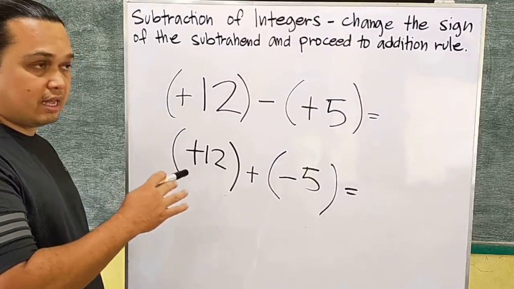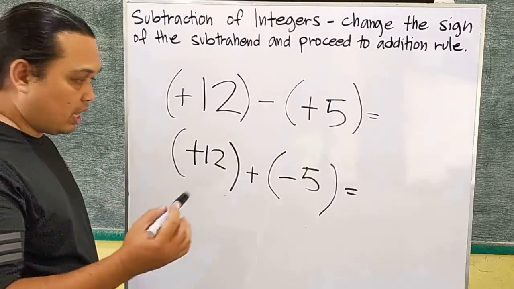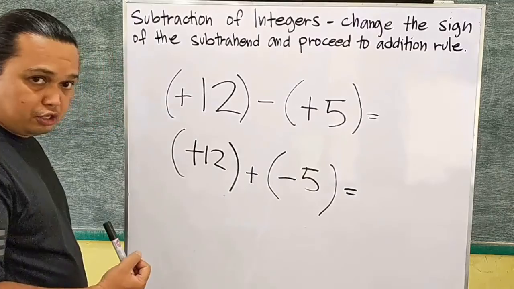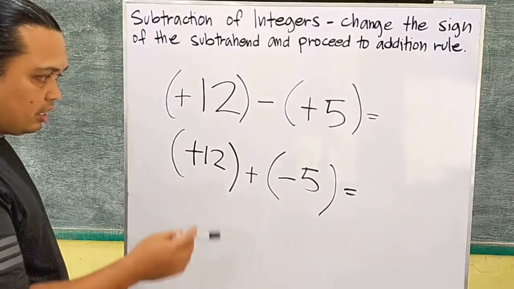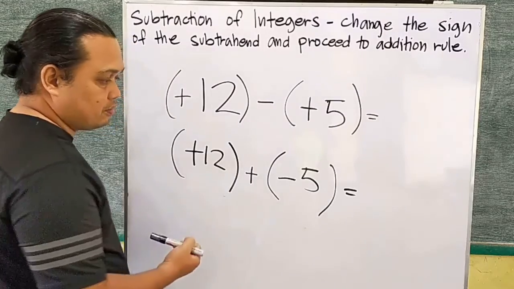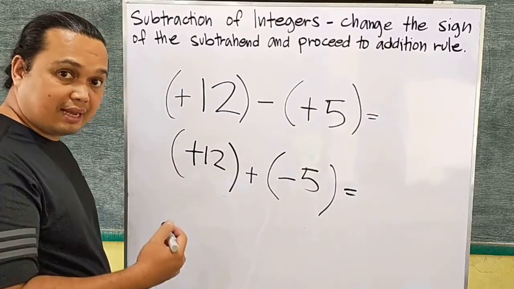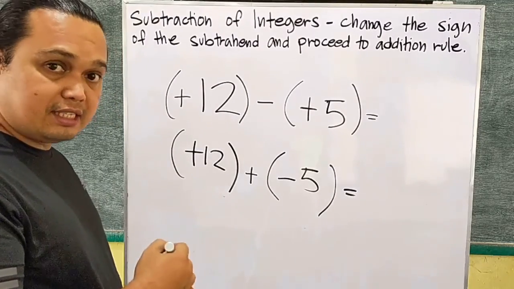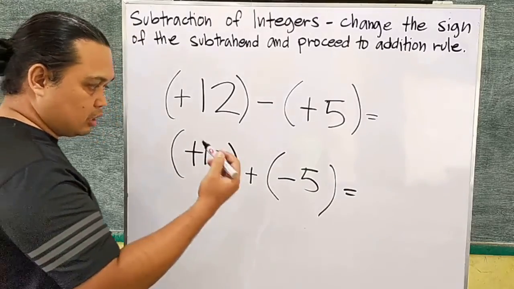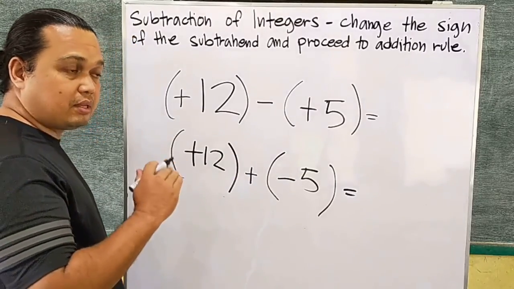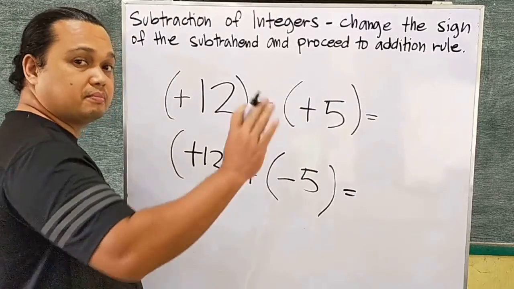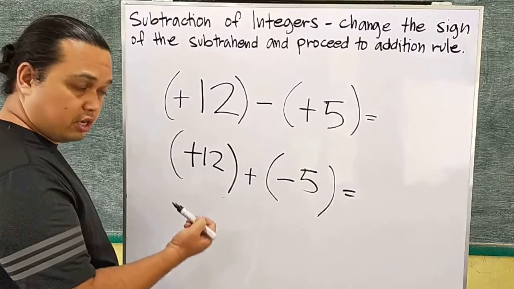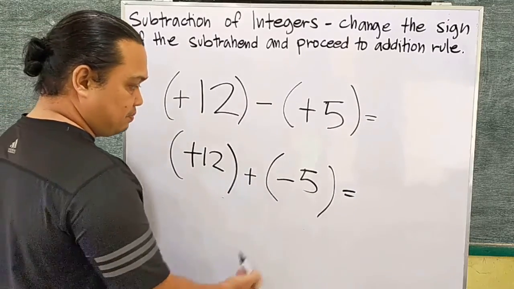So this time we are adding integers, and we have rules to follow. Follow the addition rule. We are now adding two unlike integers. In our lesson last meeting, if we have unlike integers, we subtract the numbers and copy the sign of the number that has the greater value. Let's first subtract the smaller number from the bigger number. We have 12 for the bigger number, 5 for the smaller number. So let's subtract 12 minus 5, that's 7.